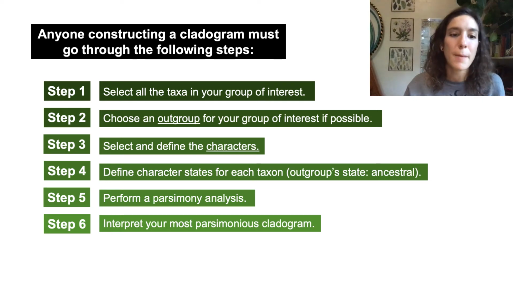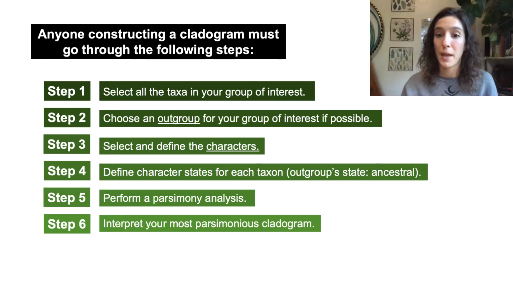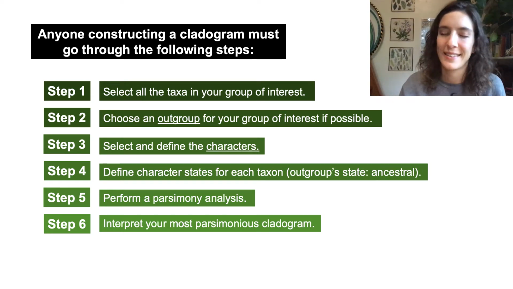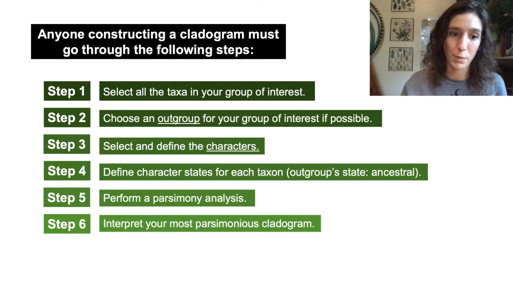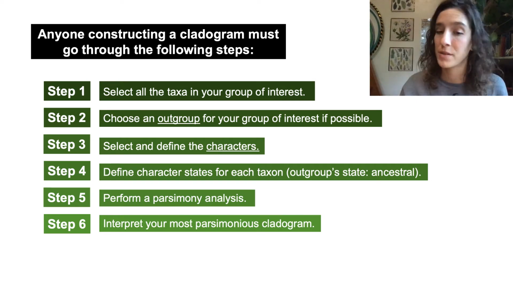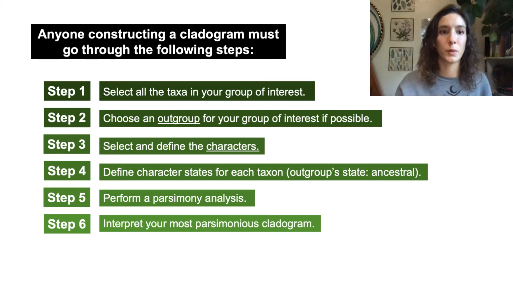Okay, moving on. So step 5 is to perform a parsimony analysis to determine the simplest possible cladogram out of all possible cladograms. That's going to be the main point of today's lab. And then step 6, interpret your most parsimonious cladogram and assess your hypothesis. Either accept or reject your null hypothesis. Okay.